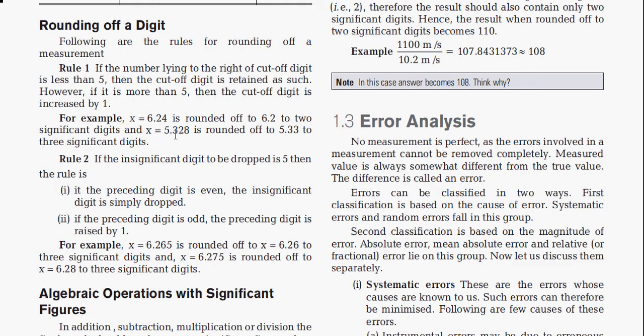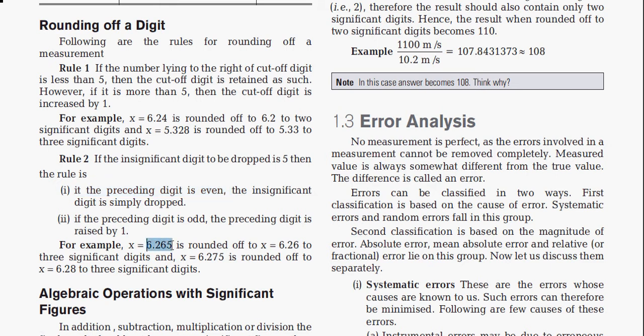But in case it is 5.328, after 2 there is an 8 which is greater than 5, so this previous 2 will be increased by 1, so the value will now be 5.33. This is the rule. Okay, got it. Let's see rule 2. If the insignificant digit to be dropped is 5, earlier the rule was either greater than 5 or less than 5, but in this situation, if the digit to be dropped is exactly 5, then there are 2 cases. If the preceding digit is even, then the insignificant digit is simply dropped. If the preceding digit is odd, then the preceding digit is raised by 1. Let's see with the example.